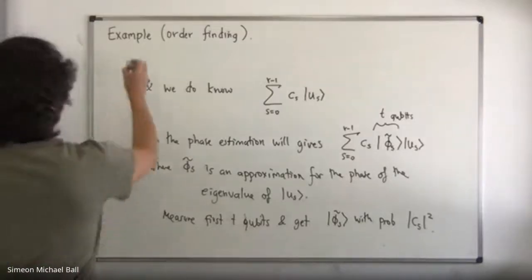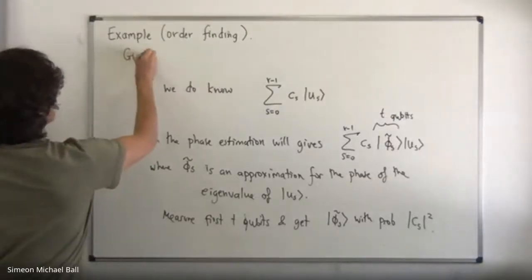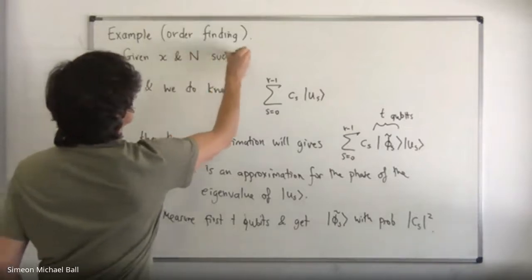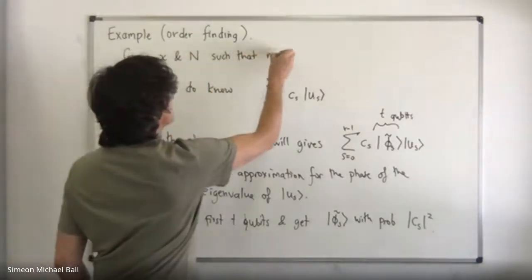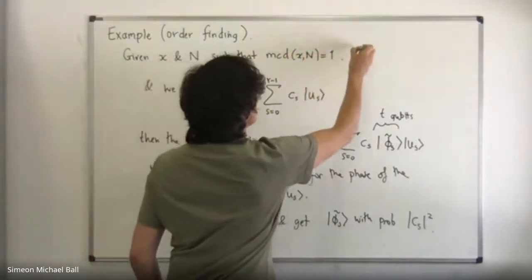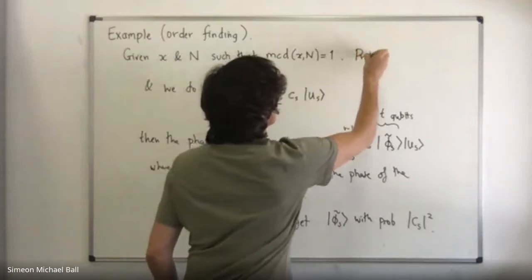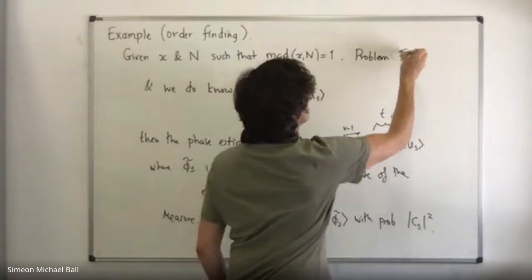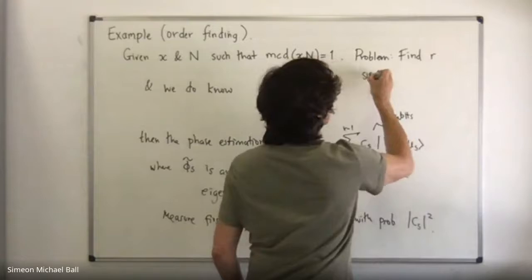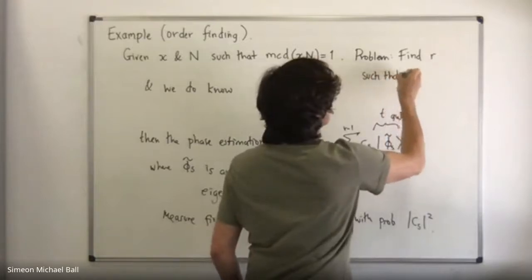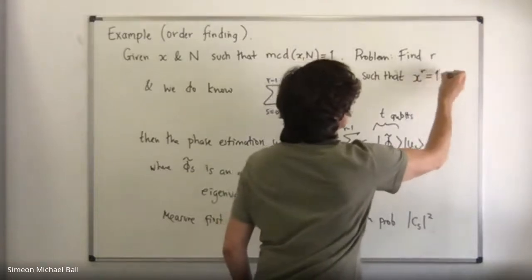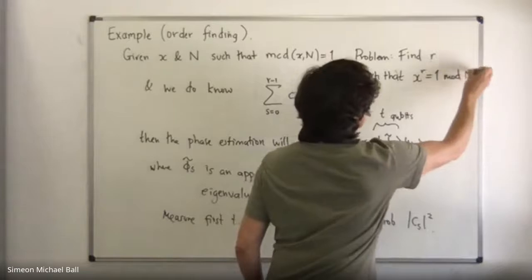So let's say we're given x and capital N, whose greatest common divisor is 1, so they're co-prime. So we want to find r such that x to the r equals 1 modulo N.